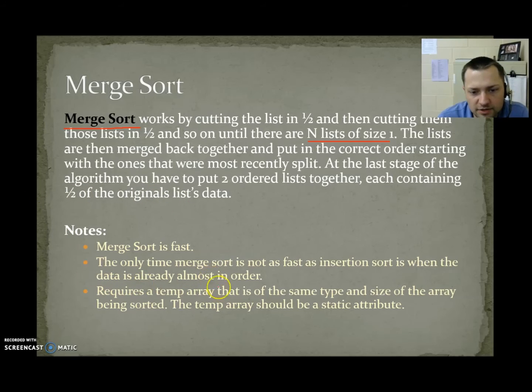Alright, it requires a temp array that is of the same type and size of the array being sorted. The temporary array should be a static attribute. That's all about coding stuff, and you don't really need to know this because we're not coding this one this year.